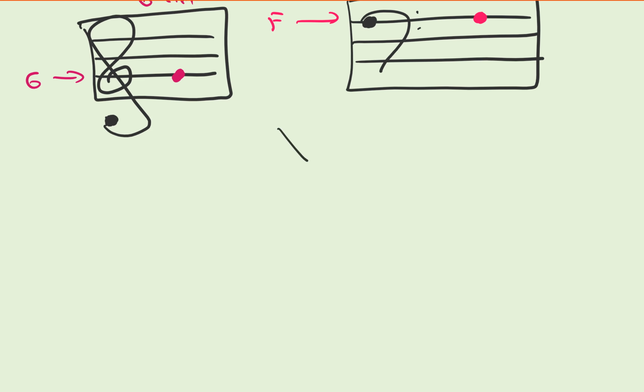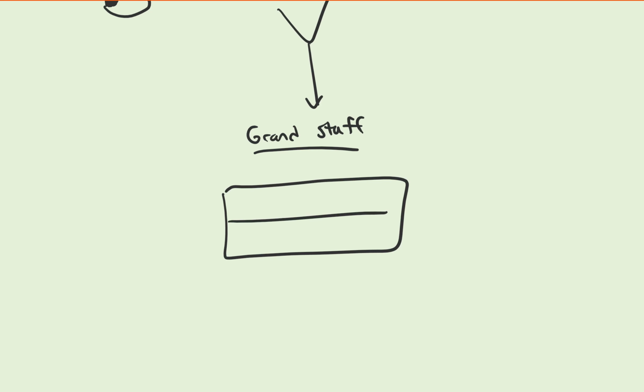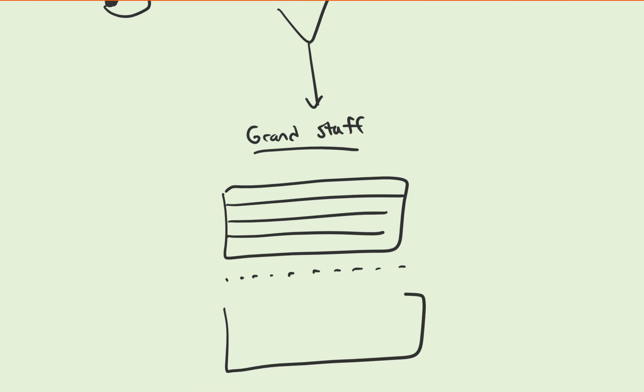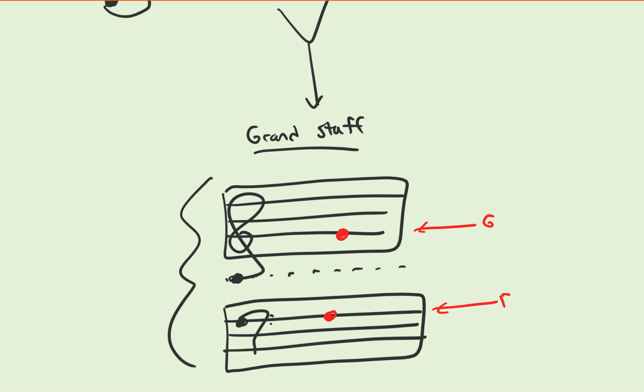Sometimes people refer to these two, when you put them together, as what we call a grand staff. So grand staff considers 2 staves separated by this line in the middle, so treble clef up top, bass clef on bottom. So 3 notes of importance here. This note here is a G, this note here is an F, and this note here is a C.